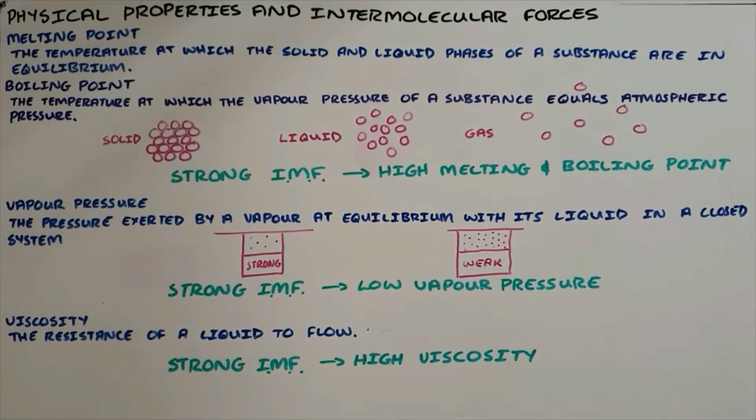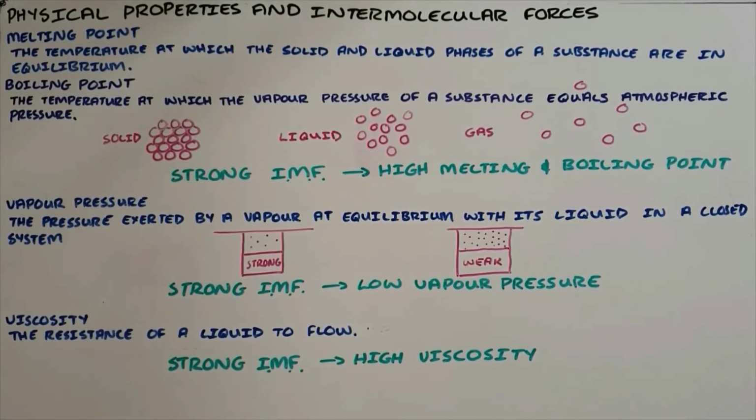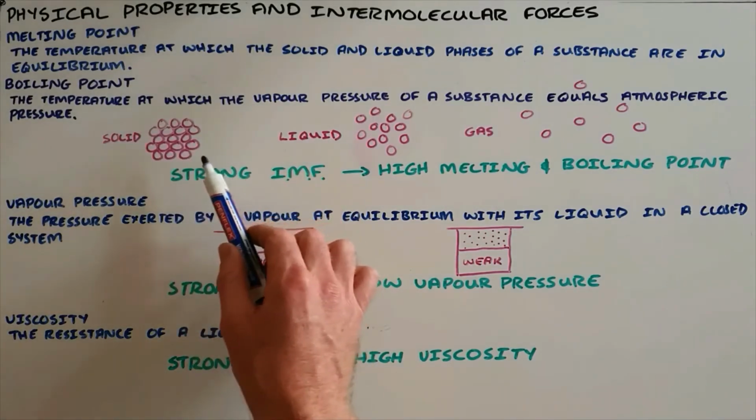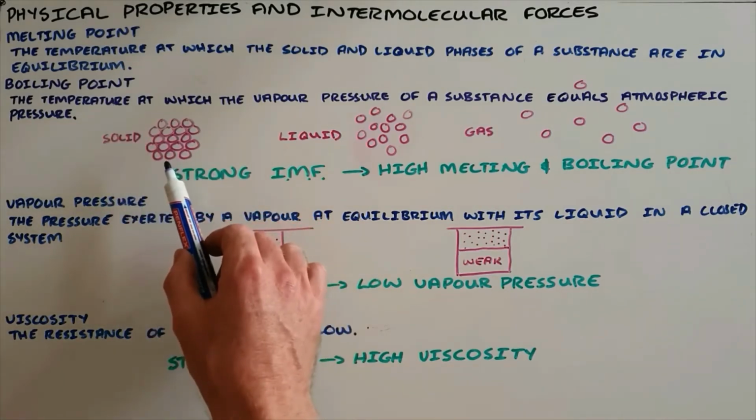Physical properties are properties that can be measured, and there are, largely speaking, 4 physical properties that we deal with. The first 2 are melting point, which is the temperature at which the solid and liquid phases of a substance are in equilibrium, and boiling point, which is the temperature at which the vapor pressure of a substance equals the atmospheric pressure. And we know that in a solid, the particles are densely packed and fairly neatly arranged.